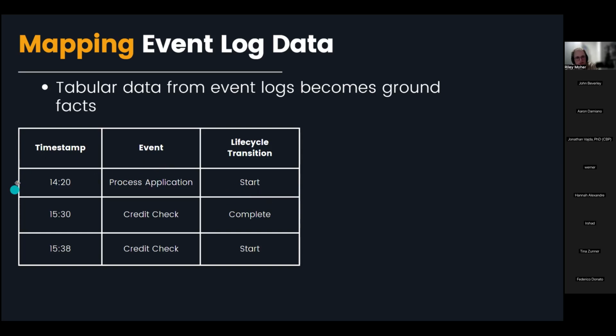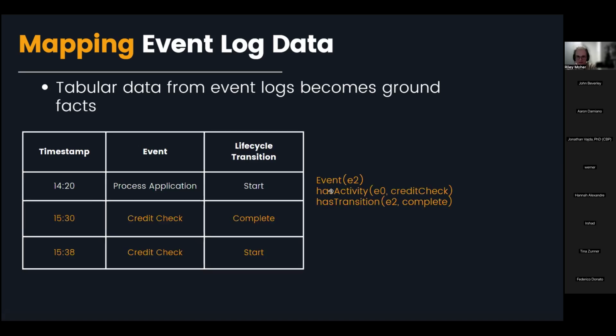So as we're looking at this data here, even before we begin the mapping process, we can see something that's a little bit unintuitive, entirely independent of whatever domain we're talking about here. So we see that at 1530, we have a credit check complete, and at 1538, later in time, we have the start for that same activity. So intuitively, this should not line up with our basic foundational knowledge of processes, because we know that something cannot finish before it started, right? So seeing that complete before the start doesn't really make sense.